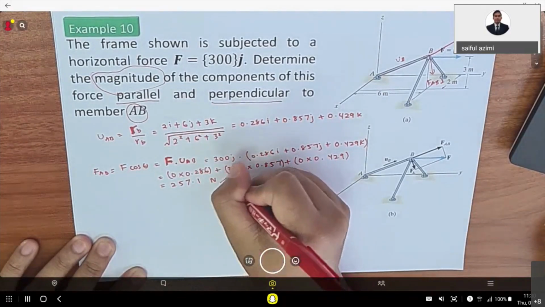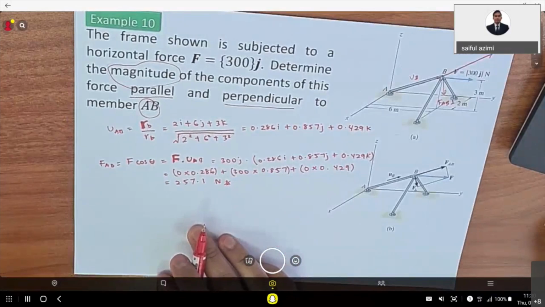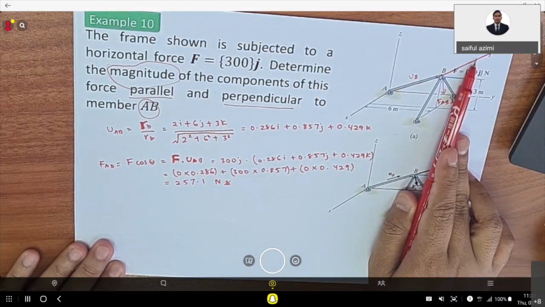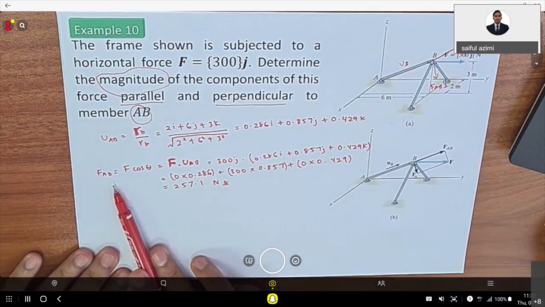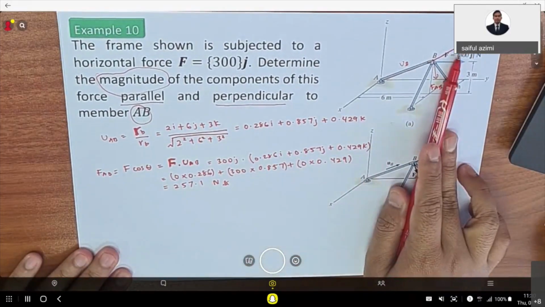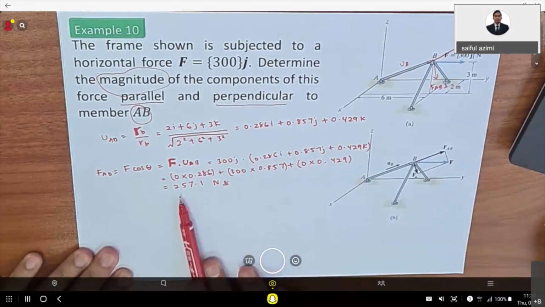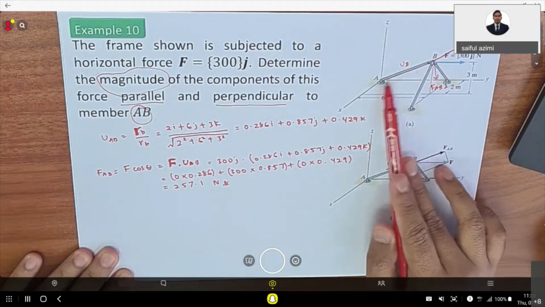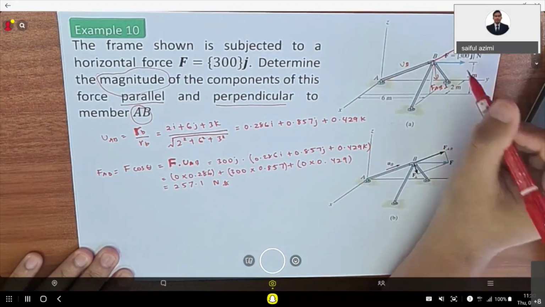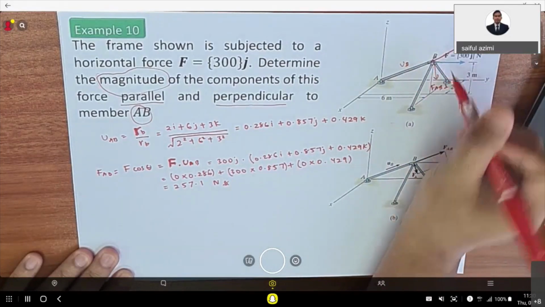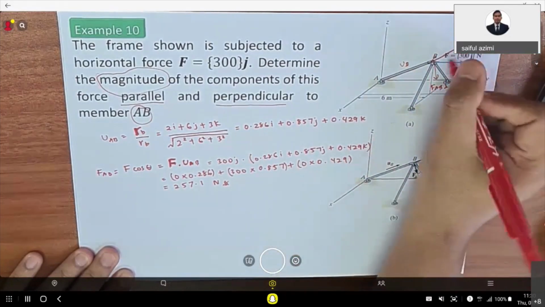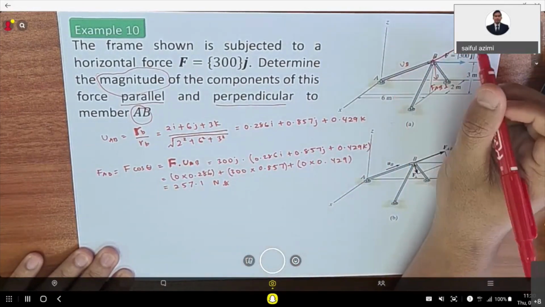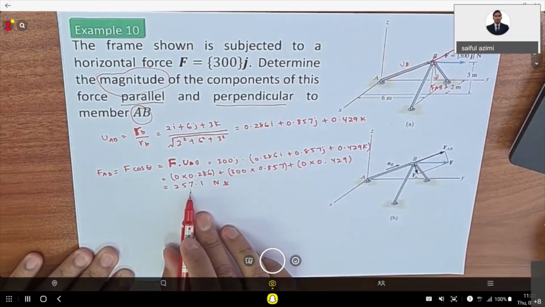Since the result is a positive scalar, because you get the result of your force FAB here, this is the magnitude. It means that the direction is parallel to the positive axis of AB. So the direction is like this, it's not like this. It is towards the positive axis of x, y, z, because it is positive here.